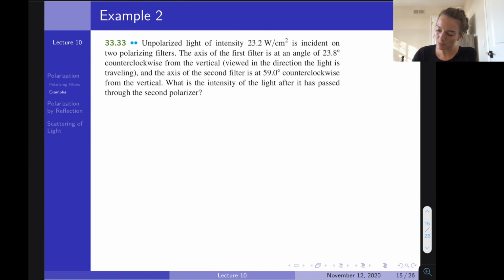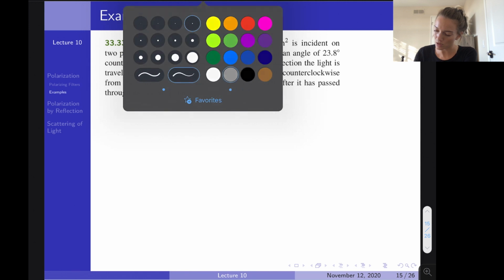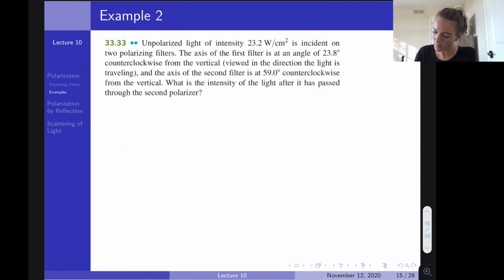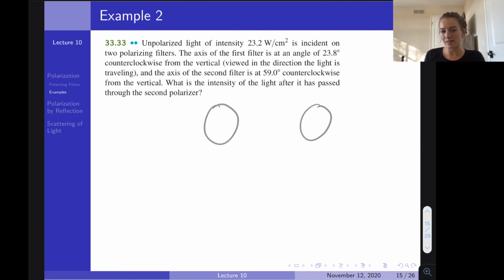Okay, so this is pretty much the same as what we were just doing. So let's do our first polarizer, and then we have our second polarizer. And sometimes also you'll see the first polarizer referred to as the polarizer and the second one referred to as the analyzer. I'm personally not going to use that terminology. I'm just going to call them both polarizers and just call them first and second. But just in case you come across a problem that talks about the polarizer and the analyzer, it just means the first polarizer and the second polarizer.